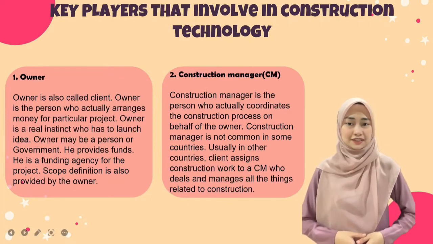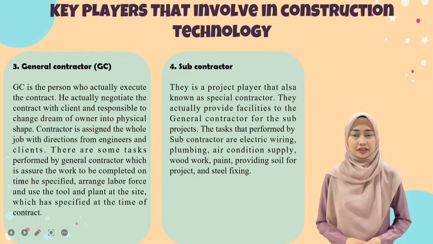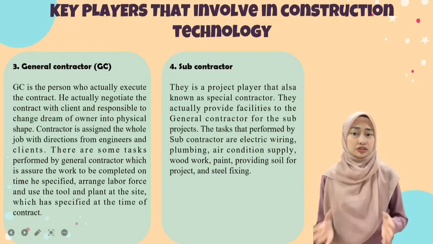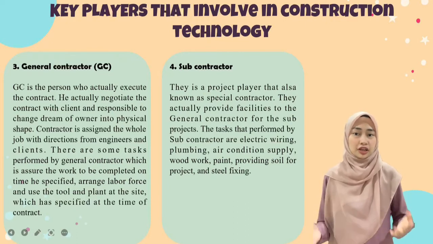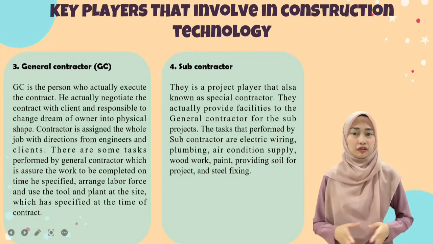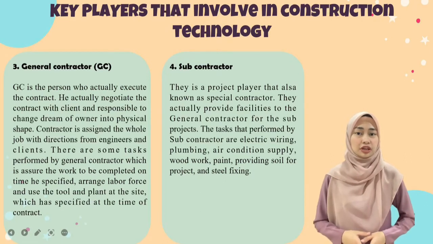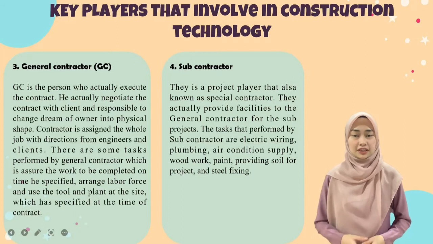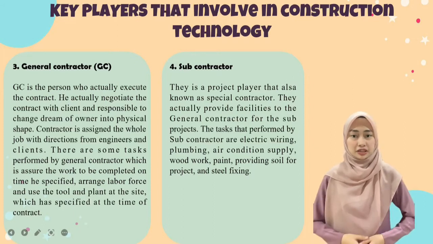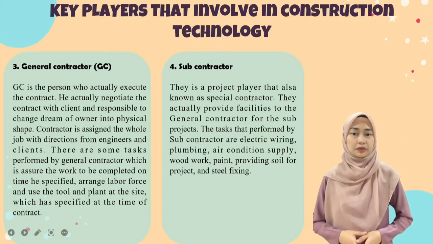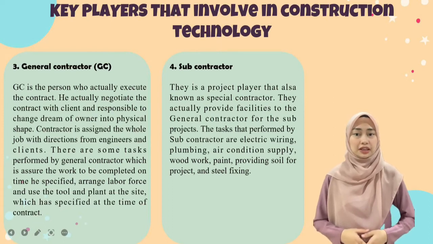General contractor. General contractor is the person who actually executes the contract. He negotiates this contract with the client and is responsible for changing the dream of the owner into physical shape. The contractor is assigned the whole job with directions from engineers and clients. Tasks performed by the general contractor include ensuring the work is completed on time as specified, arranging the labor force, and using the tools and plant at the site, which were specified at the time of contract.